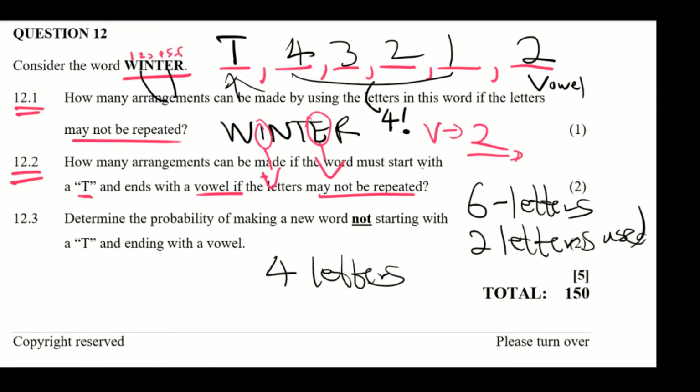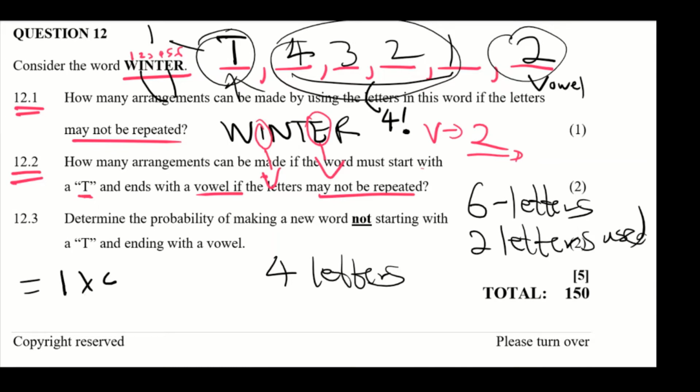So how do we find the solution? First, the T is just going to be 1, and then this is going to be 4 factorial, and then multiplied by these 2. So the solution for 12.2 is going to be 1 times 4 factorial times 2. So this would be your solution. You can punch it in a calculator and get your answer. So your answer should be 48. So 48 is the answer of this problem.